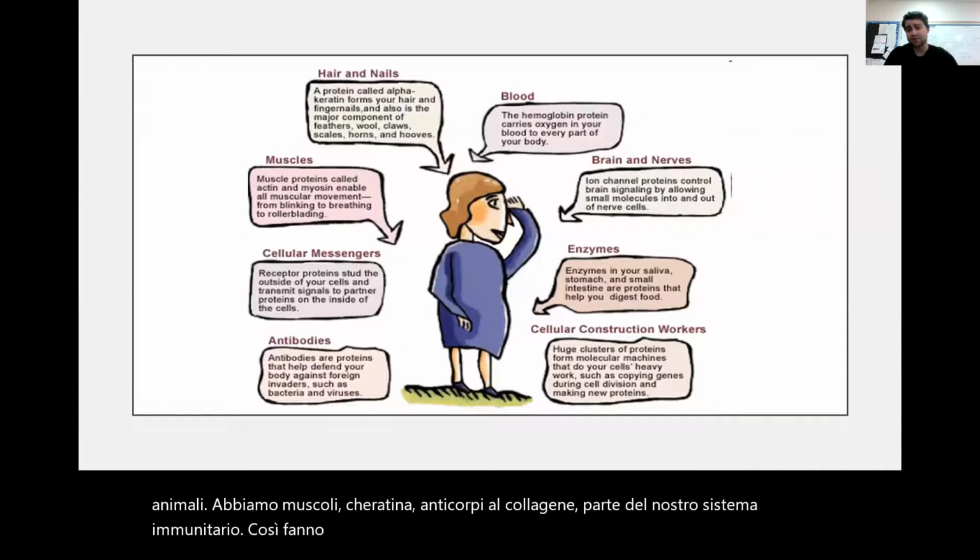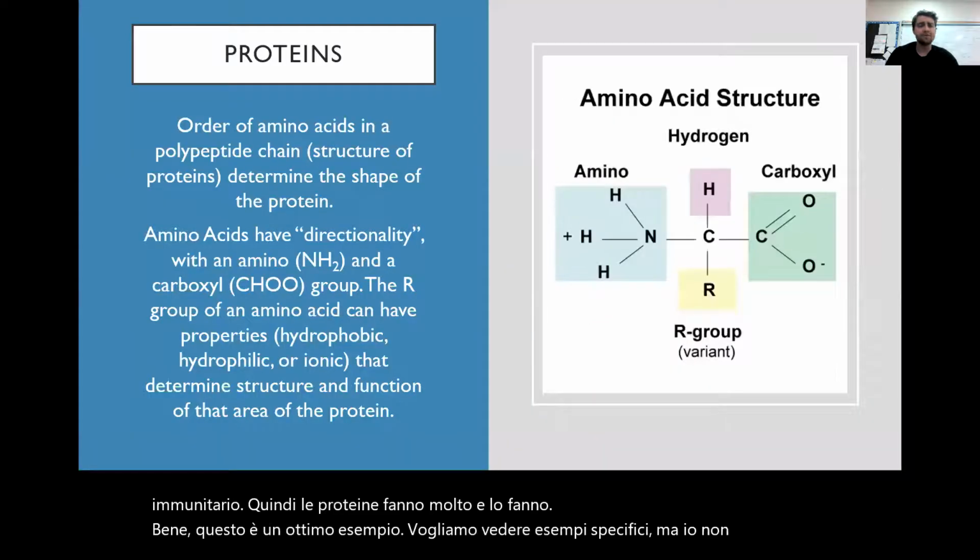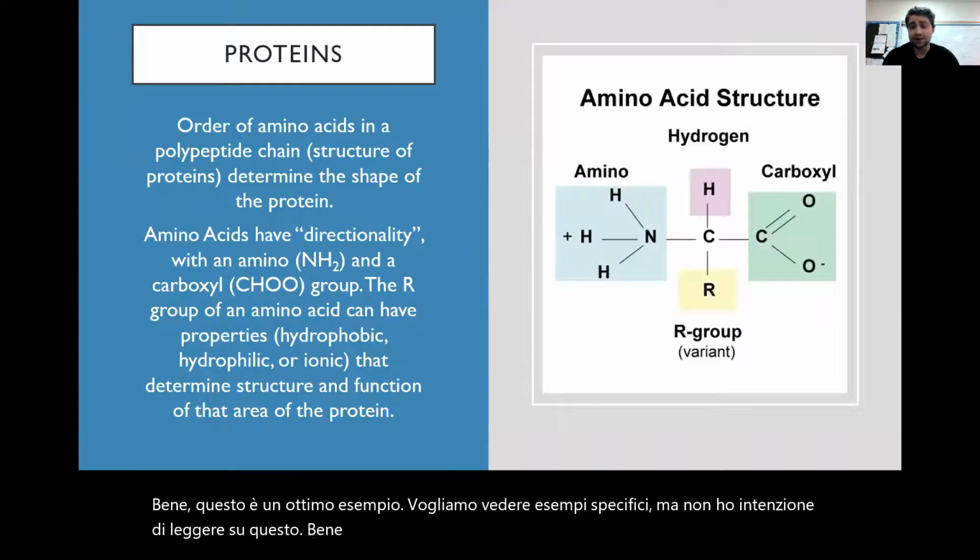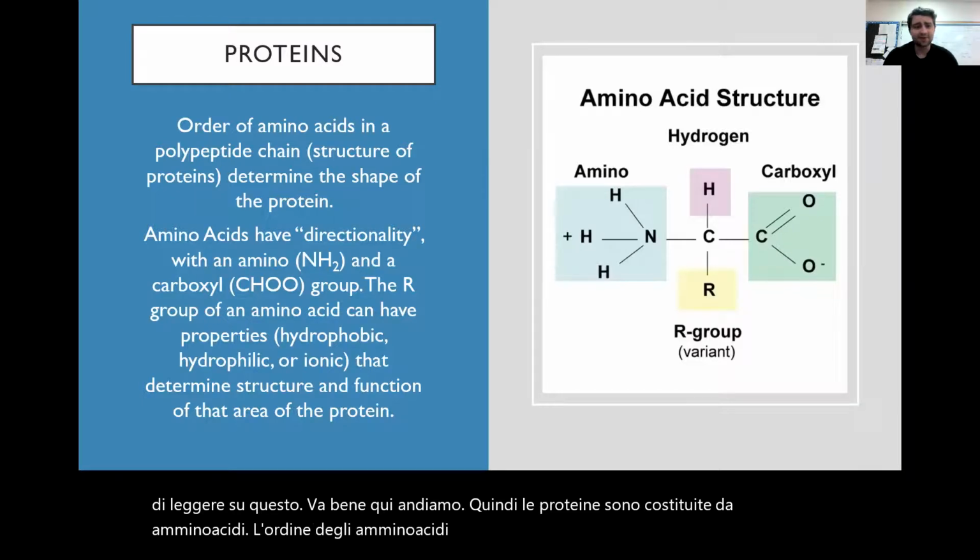All right, this is a great example if you want to see specific examples, but I'm not going to go over this. All right, here we go. So proteins are made up of amino acids. The order of amino acids in a chain determines the shape and function of the protein, just like it does with other chemicals. Amino acids have directionality.